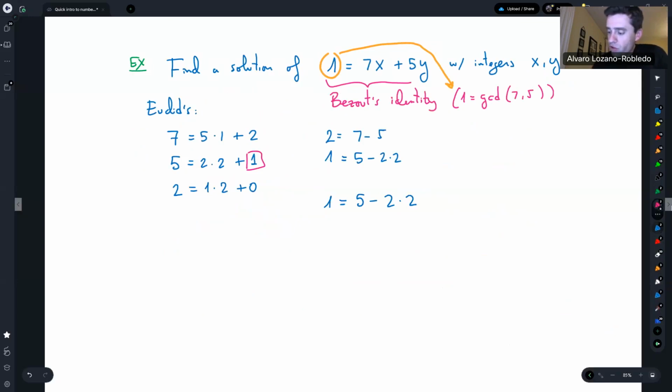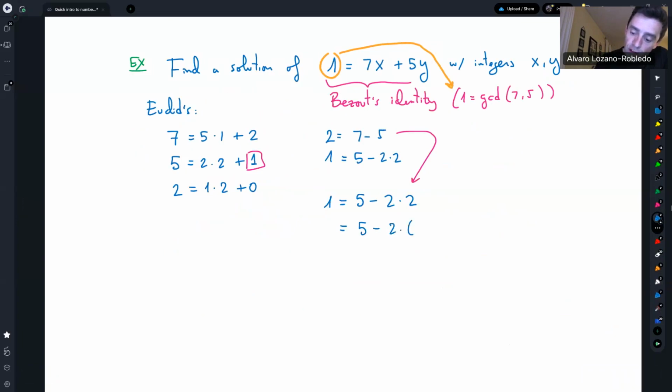And then use this equation here to substitute that 2 for 7 minus 5. So 5 minus 2 times (7 minus 5). Now I want to collect 5s and 7s, so I don't want to multiply through 2 times 7 just being 14 and 2 times 5 equals 10. I want to have multiples of 5 and multiples of 7 at the same time. So I'm just going to distribute that 2 and write minus 2 times 7 plus 2 times 5, and then collect 7s. So this is minus 2 times 7, and collect 5s. 5 and 2 more 5s, that's 3 times 5.